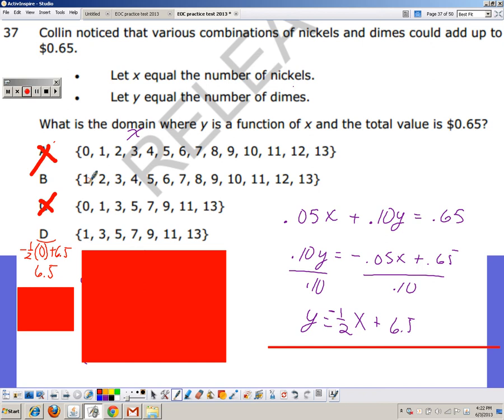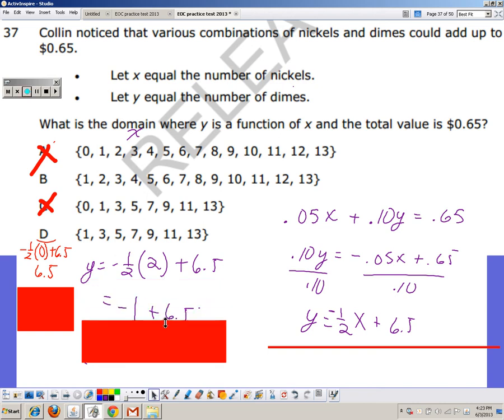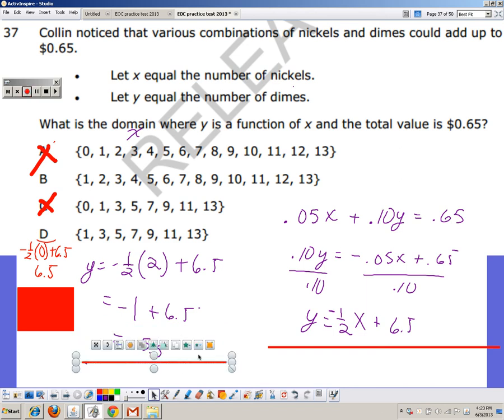Both B and D have 1, and B starts with 2 and D starts with 3. So we're going to do x equals 2 first. If x equals 2, again, we're going to plug in negative 1/2 times 2 plus 6.5. Negative 1/2 times 2 is negative 1. Negative 1 plus 6.5 is 5.5. Again, you cannot have 5.5 dimes. So again, the answer has to be D.